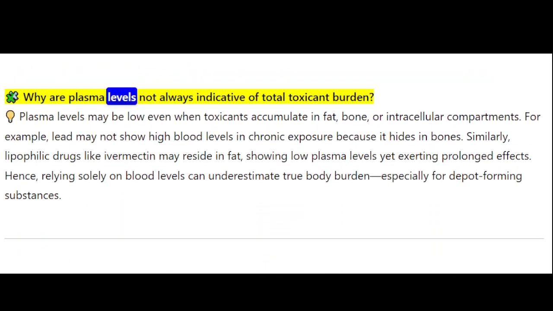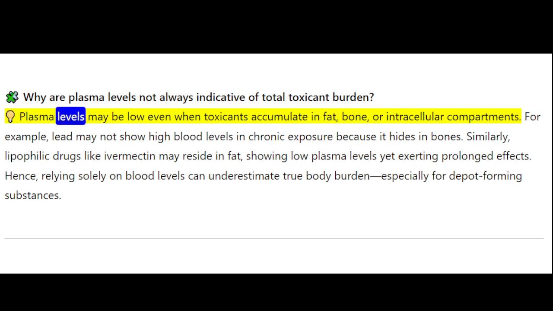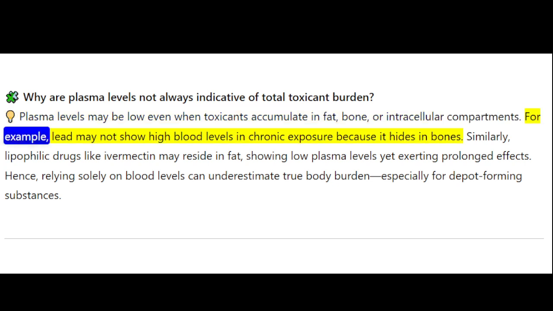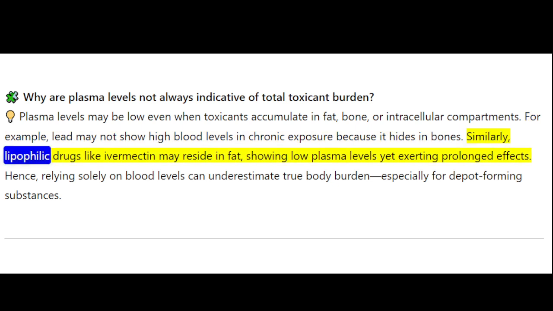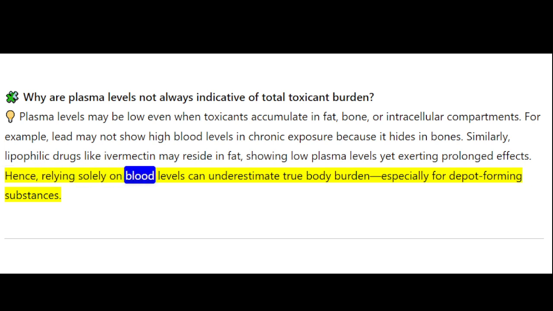Why are plasma levels not always indicative of total toxicant burden? Plasma levels may be low even when toxicants accumulate in fat, bone, or intracellular compartments. For example, lead may not show high blood levels in chronic exposure because it hides in bones. Similarly, lipophilic drugs like ivermectin may reside in fat, showing low plasma levels yet exerting prolonged effects. Hence, relying solely on blood levels can underestimate true body burden, especially for depot-forming substances.